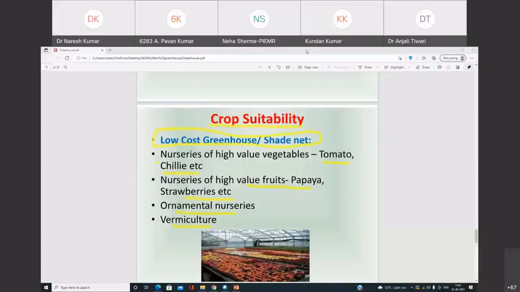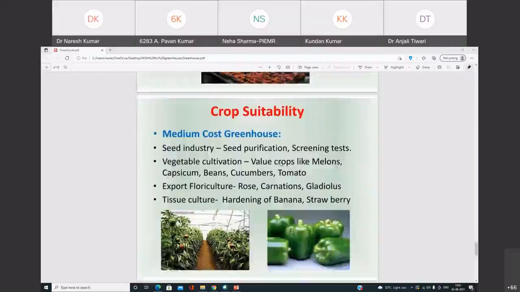Then another is the medium cost. For the medium cost, one can cultivate the seed purification for screening tests for the seed industry. The vegetable cultivation can be value crops like melons, capsicum, beans, cucumbers, tomato, and export floriculture like rose, carnations, and the tissue culture like hardening of banana, strawberry. All these can be used within the medium cost greenhouse.